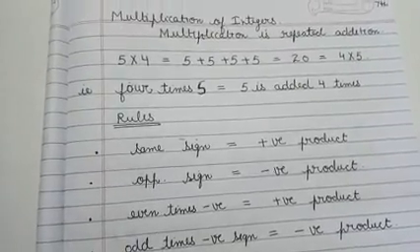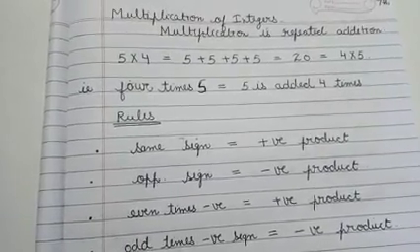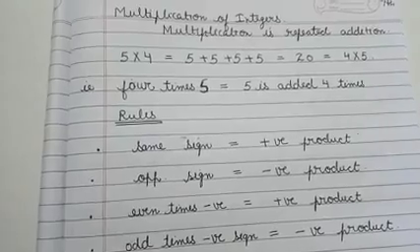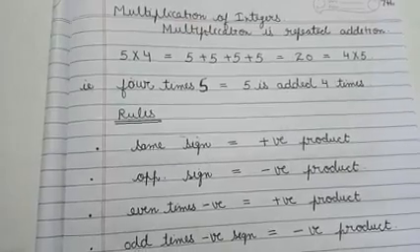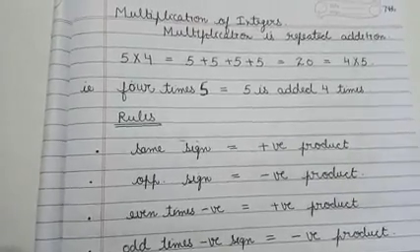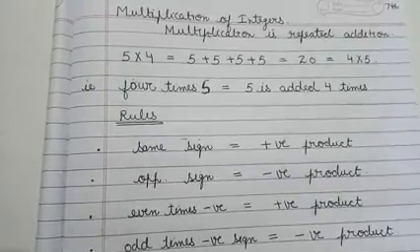What is multiplication? Multiplication is repeated addition. Means 5 multiplied by 4 is 5 plus 5 plus 5 plus 5. Means 5 is added 4 times. 4 times we will add 5 and the answer is 20.